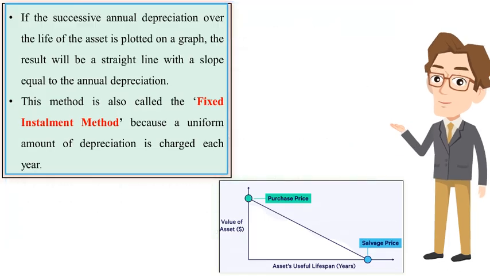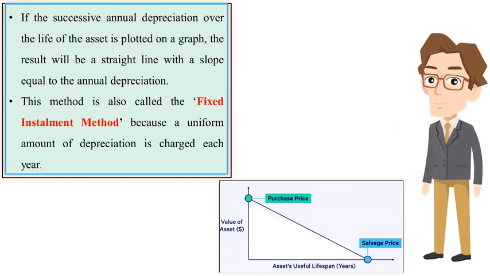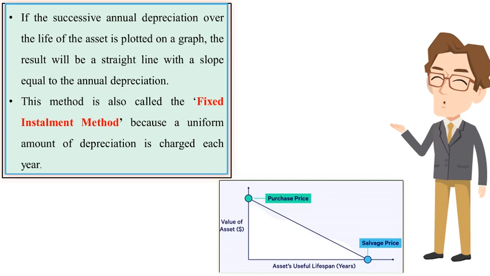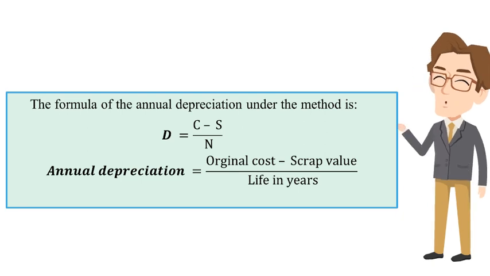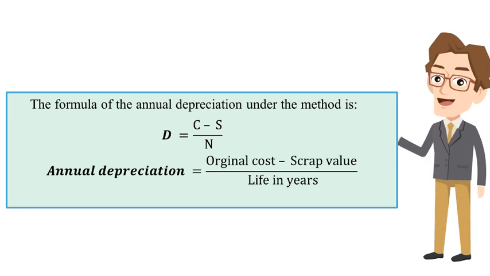If the successive annual depreciation over the life of the asset is plotted on a graph, the result will be a straight line with a slope equal to the annual depreciation. This method is also called the fixed installment method because a uniform amount of depreciation is charged each year. The formula of the annual depreciation under the method is D equals (C minus S) by N. Annual depreciation equals original cost minus scrap value by life in years.